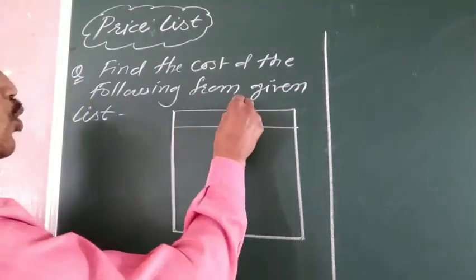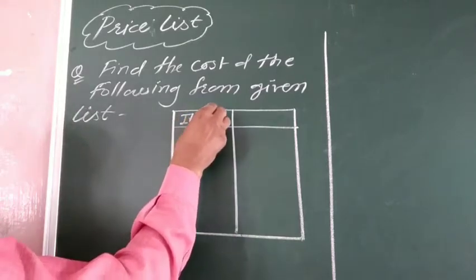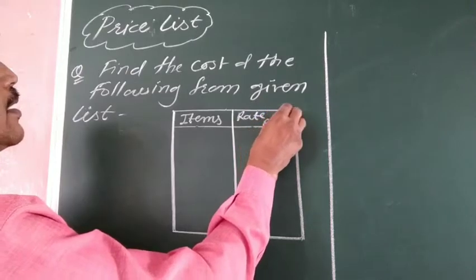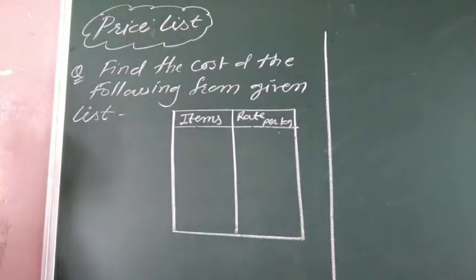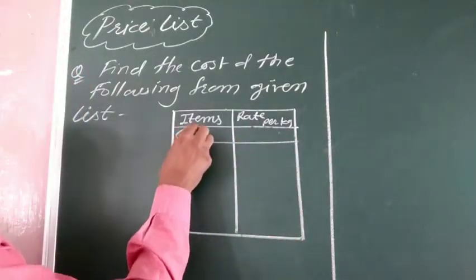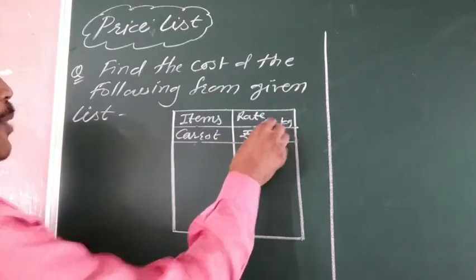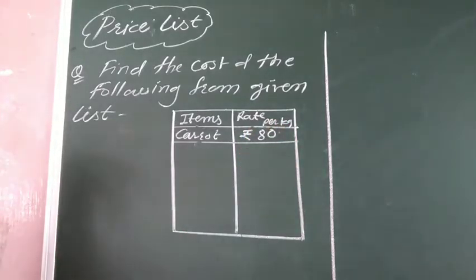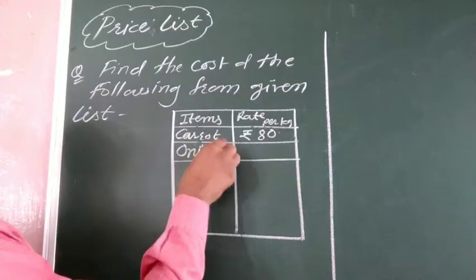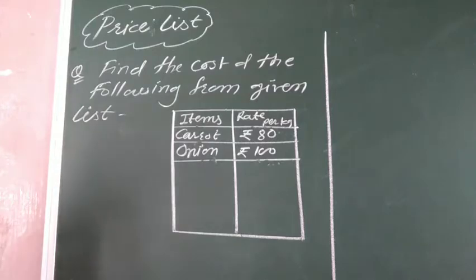See, there are two columns: one for item names and one for rate. It is rate per kg. What are the item names? The first one is carrot. Its cost is rupees 80 per kg. The second one is onion. It is rupees 100 per kg.